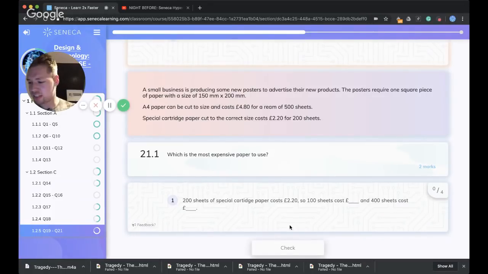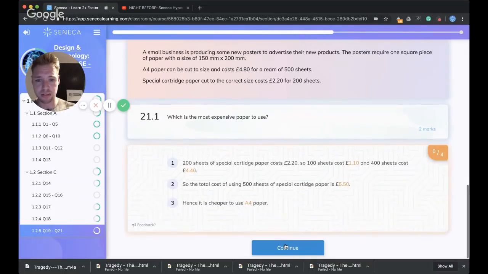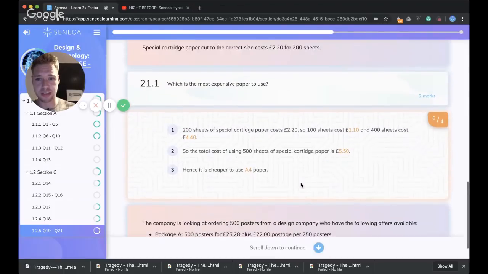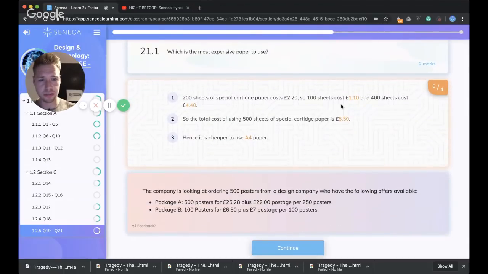Very good. I think it is. That was really good. I think it is cartridge paper. Is special cartridge paper cost 10p. So yeah, section B, manufacture. Okay, lots of requests for manufacturing. I'll see what I can do.